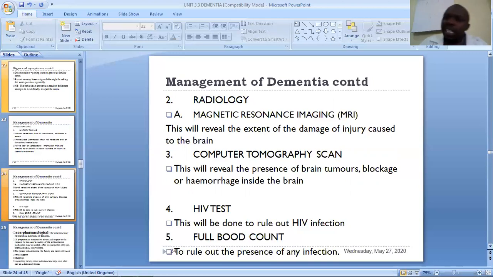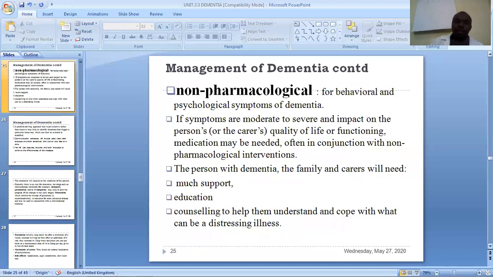Because one of the causes is actually HIV and AIDS, you can also do an HIV test just to rule out HIV infection. You can also do a full blood count to rule out the presence of any infection. Those are the investigations that can be done in someone with dementia.